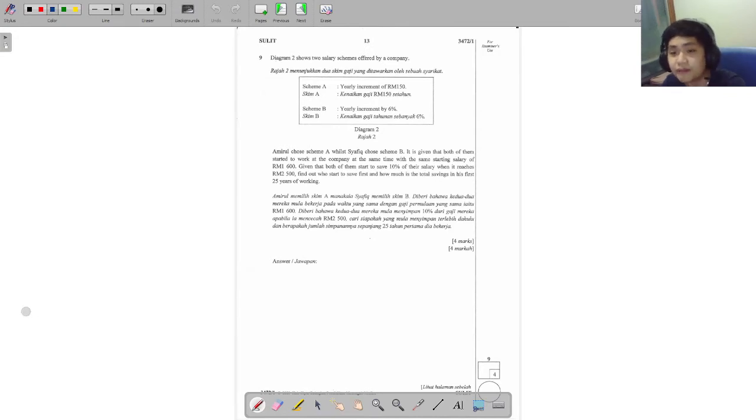Find out who starts to save first and how much is his total savings in his first 25 years. Alright, so why don't we just work with two parts? There are two parts to the question: who saves first and how much do they save in total? Who saves first we can find out because they use different schemes.